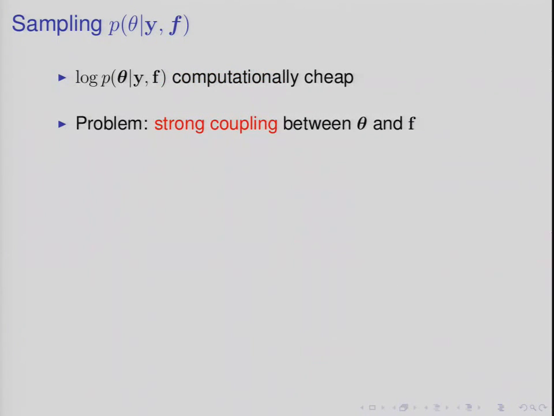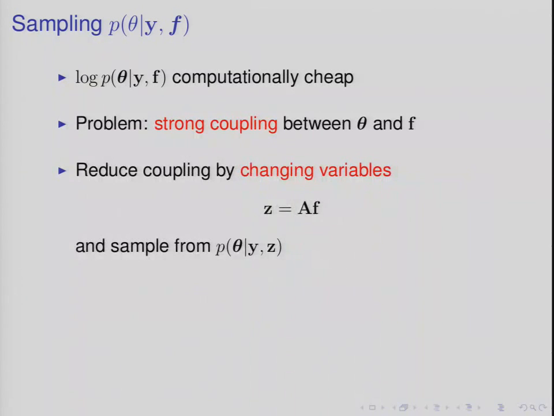Then how about sampling the hyperparameters? Well, the conditional density function is cheap to compute. There's no problem with that, but the main problem is that these hyperparameters and function values are strongly coupled. In Gaussian processes, there's a strong structure in the prior. So if you have a lot of function values given, then the distribution of the hyperparameters is almost like a delta distribution. So we need to reduce that coupling somehow, and we'll do a change of variables.